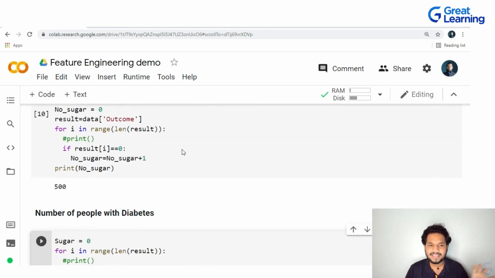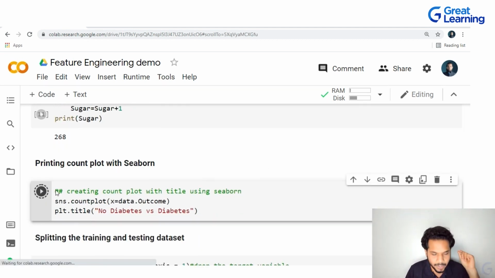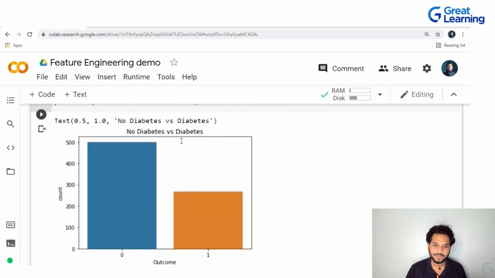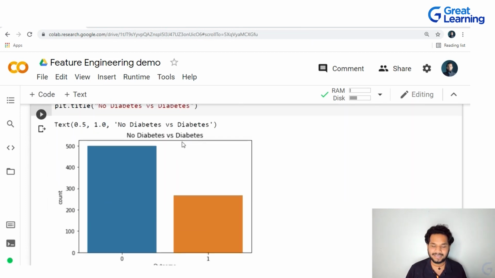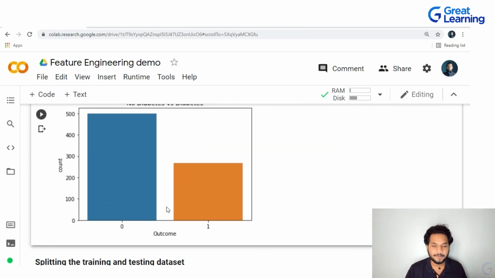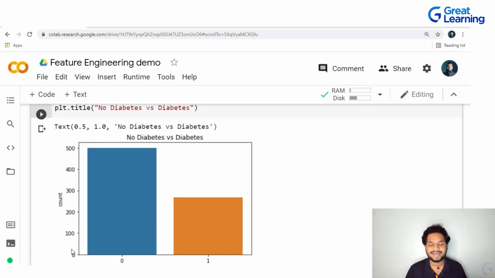Now just looking at these might get a little confusing, so let's actually quickly print a count plot with the use of Seaborn to show you this in a graphical manner, right? Now outcome is 0. If it is 0, it doesn't mean this person has diabetes. If the outcome is 1, it means this person does not have diabetes. Now on the y-axis we have count.